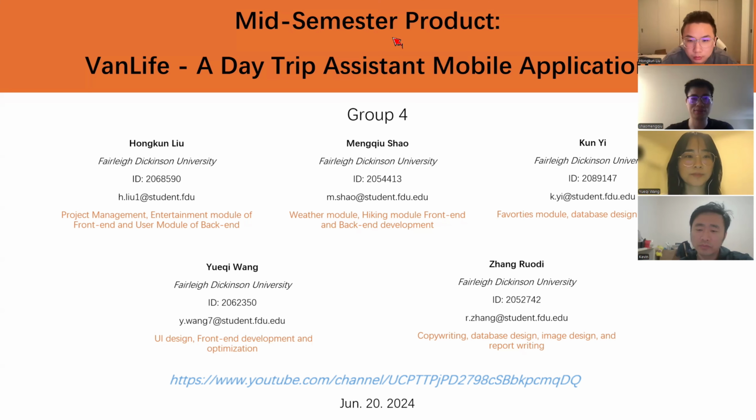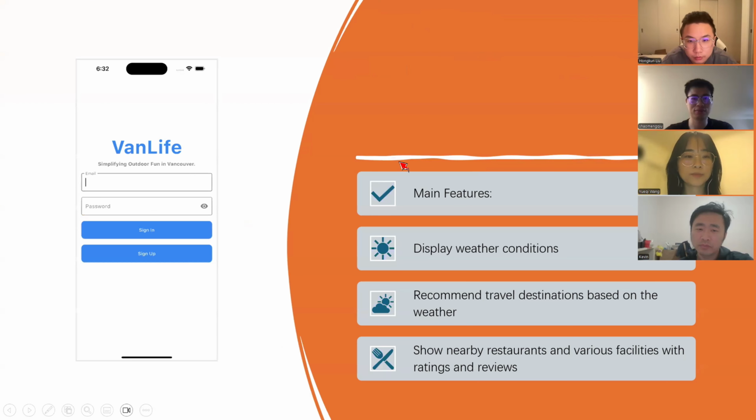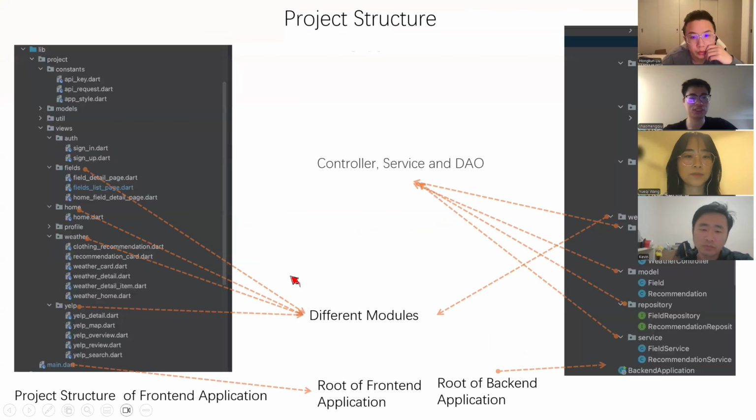Okay, let's begin the second part. Introduce our application. The main features of our application, there are 3. We will display the weather, and we will make some recommendations based on the weather. And we will show the nearby restaurants and various facilities, and ratings and reviews. Hongkun, would you please introduce it?